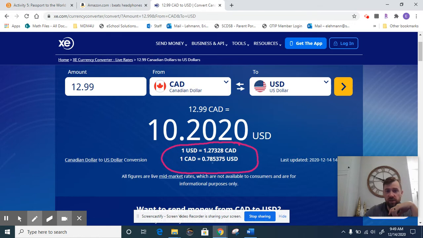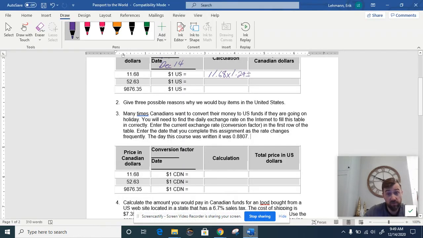It's right there. Sorry, 78 cents, 78 and a half cents even, 0.785. So the conversion factor here is 0.785. Whenever you're given a conversion factor, you take the number and you multiply it by that dollar. So 1 Canadian dollar is 0.785. So you're going to take the same amount and multiply it by 0.785 to get your total price in Canadian dollars.